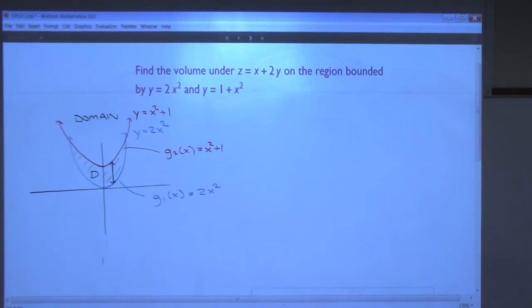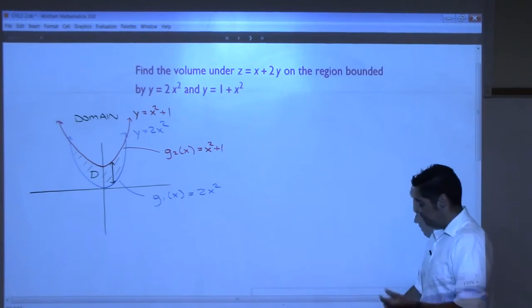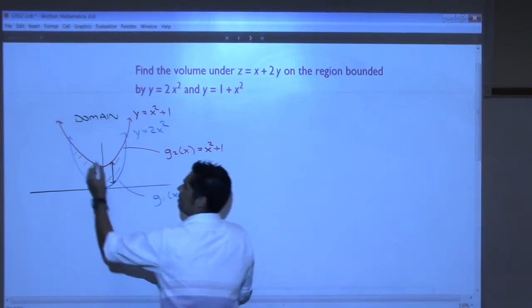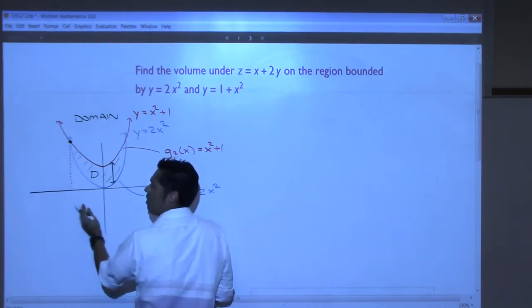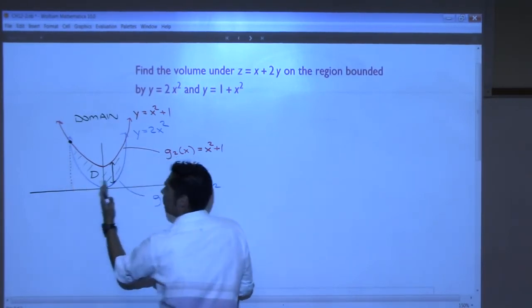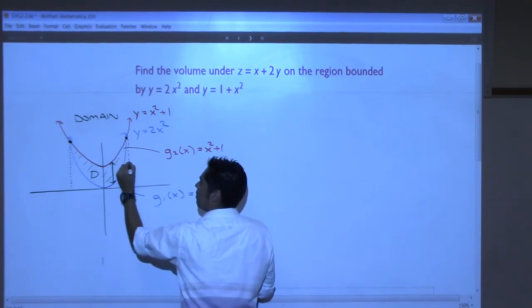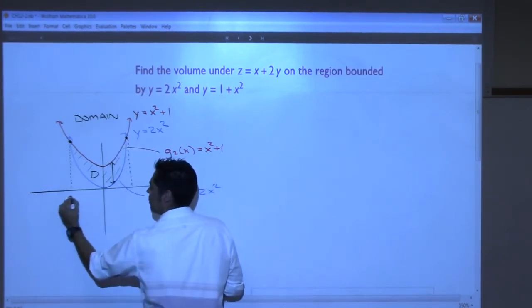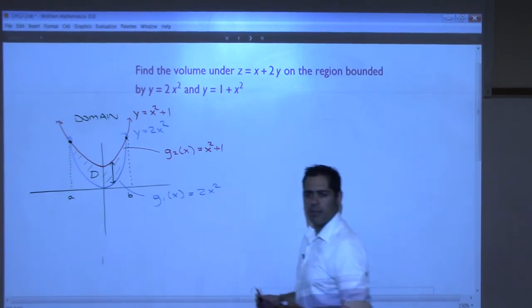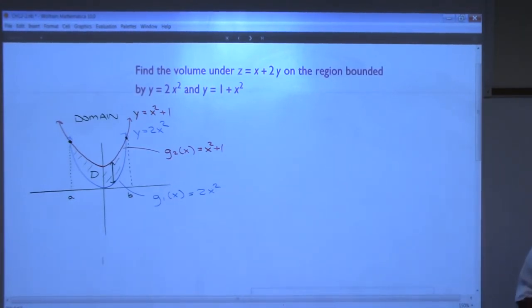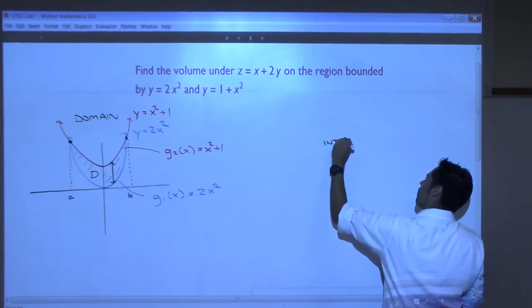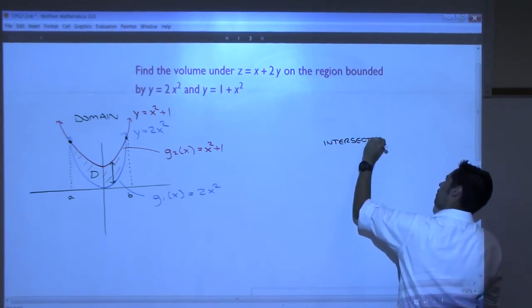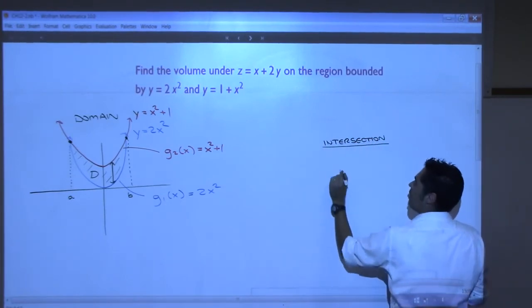What's the other thing we need to resolve? Where they hit each other, right? Because where they hit each other is what's going to help me determine where I need to cut my x's off, right? X is going to have to be between here and here, right? That's the question. What's this A? What's this B? What are they? So you have to find the intersection points. So to find the intersection, you set the two functions equal to each other.